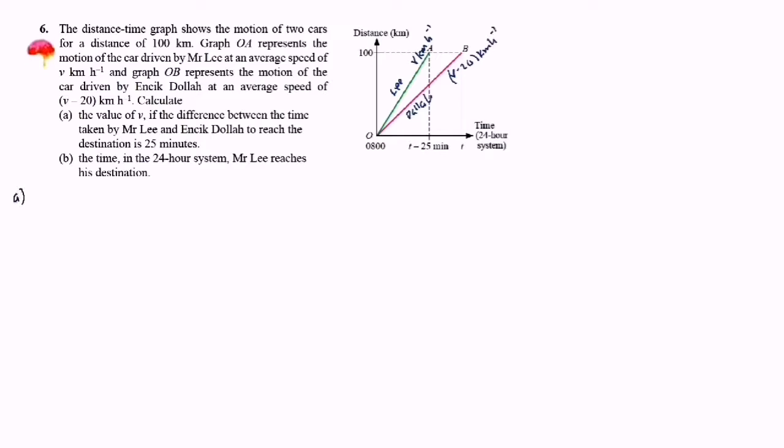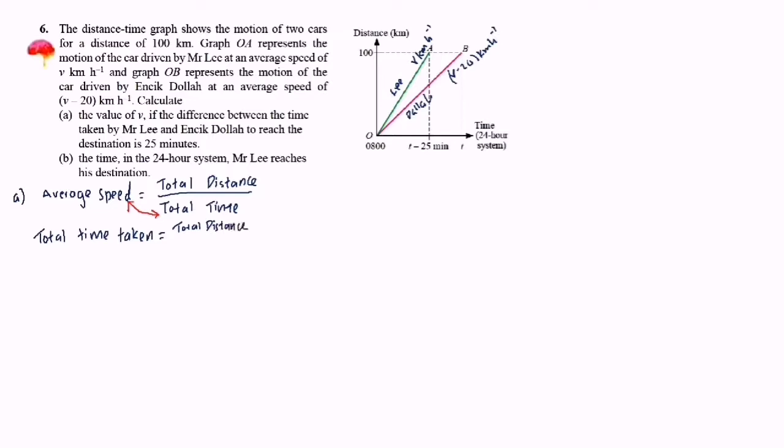hour. In order to answer this question, we must know the formula for average speed. Average speed equals total distance over total time. So if we want to find total time taken, we need to move the total time to the left hand side and average speed to the right hand side. So total time taken equals total distance over average speed.